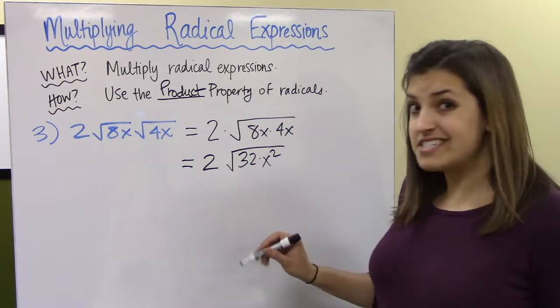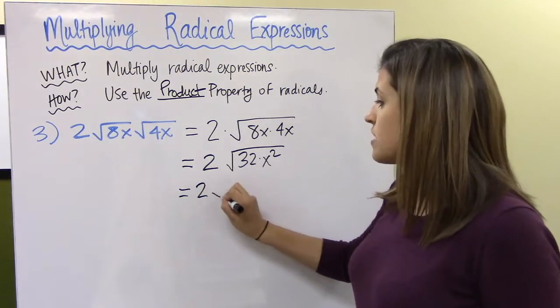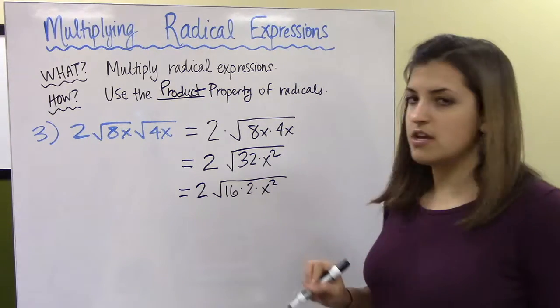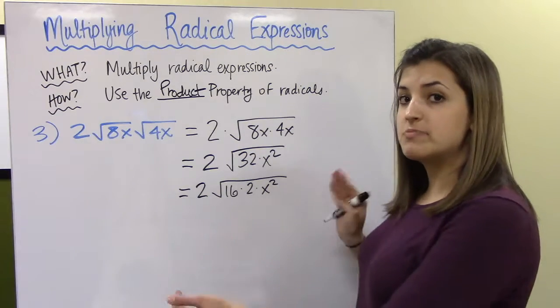All right, now we can split this up. We know 32 is 16 times 2, so this is 2 times the square root of 16 times 2 times x squared. Now let's use our product property and split this up.